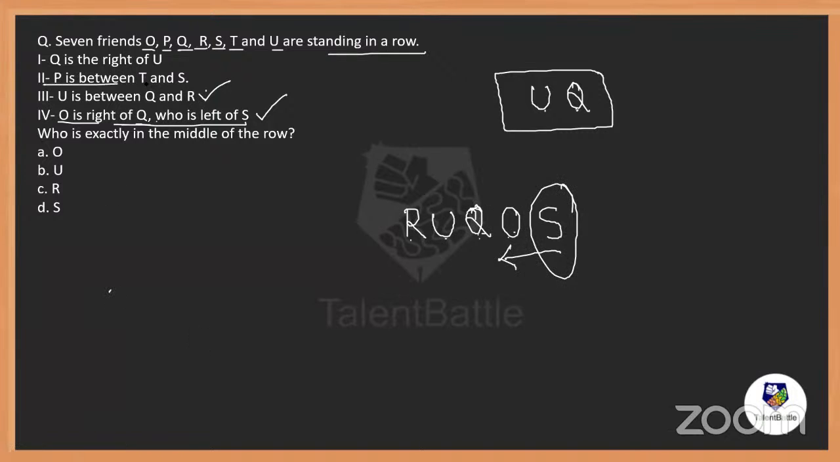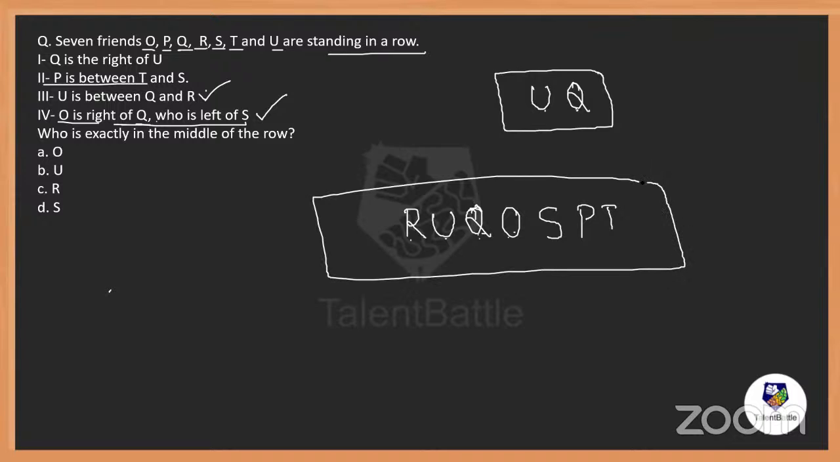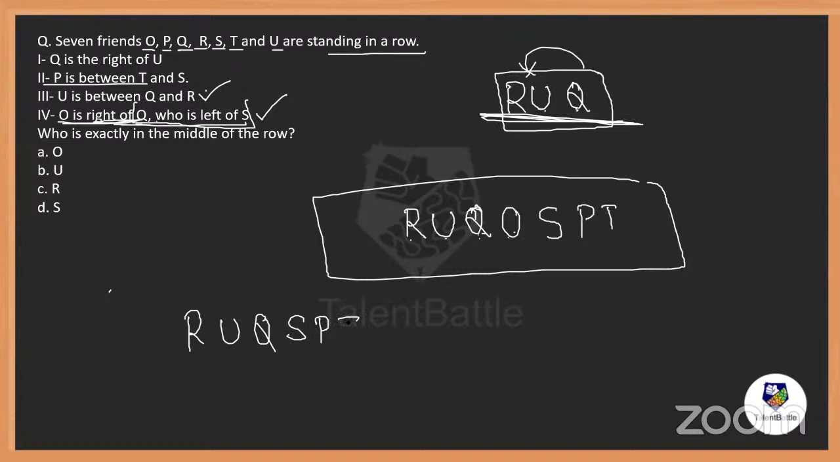And here they gave one more hint: P is between T and S. Already O is here, that's why I assumed S there. So P is between T and S. So this is one arrangement that is possible. Or else, even you can. This is fixed: R U Q is fixed because Q is to the right of U and U is between R and this. But now O is to the right of Q, who is to the left of S, means even you can take like this also.